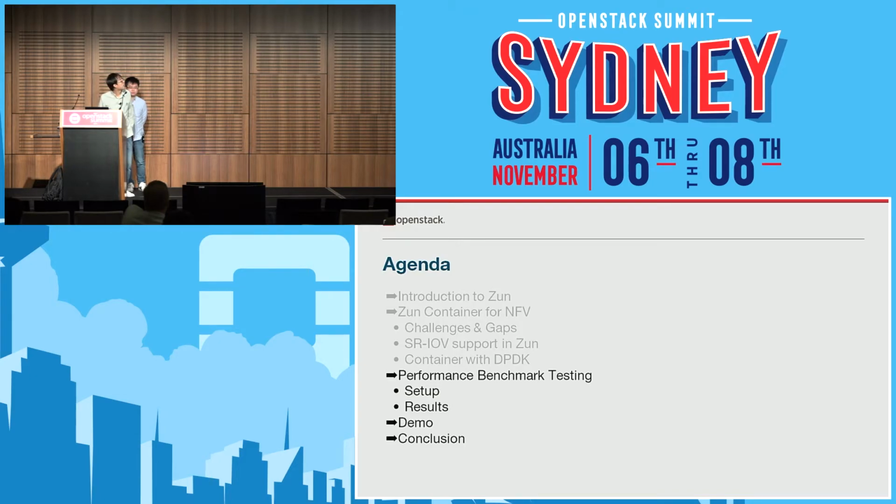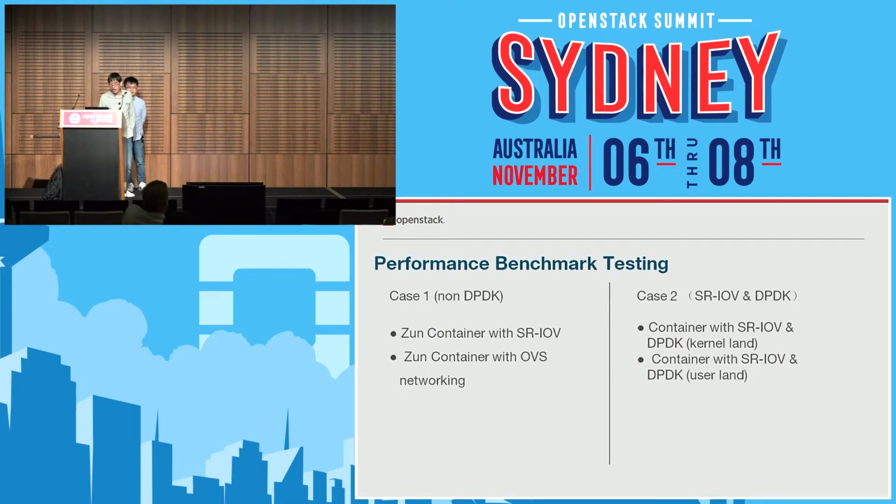And we are doing some tests to see what performance we can achieve. There are two cases we have tested. One is non-DPDK, just to evaluate how SR-IOV in containers is better than the typical networking of the Zun containers. And the other one is using SR-IOV and DPDK in containers, from the kernel space and the user space.